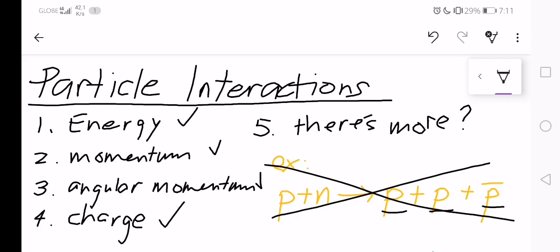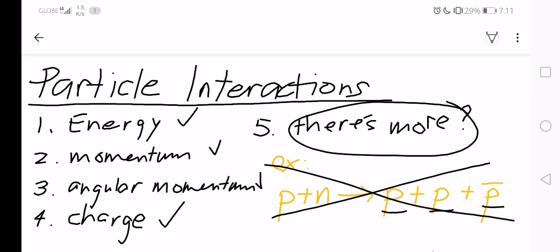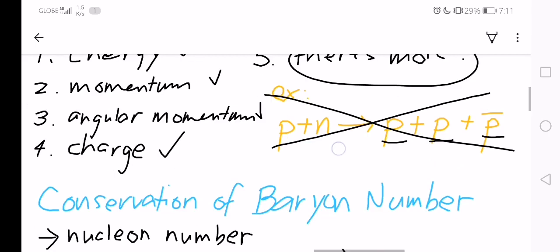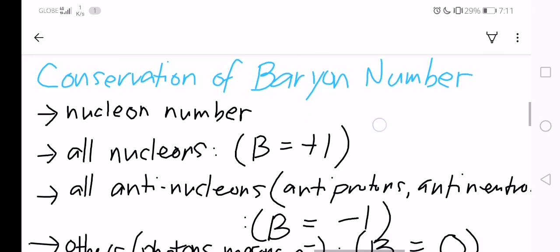So scientists were left to wonder if there are more conservation laws that we must know in terms of particle interactions. So the first conservation law is conservation of baryon number. A baryon number is simply the nucleon number.